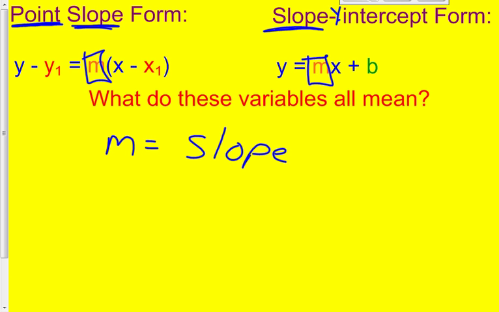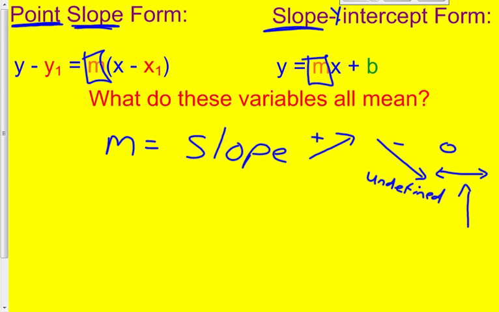We're going to talk about this more in depth in later lessons, but our slope can be positive, meaning it goes up and to the right. It can be negative, meaning it goes down and to the right. It could be 0, which means that it is completely horizontal, or our slope could also be undefined, and an undefined slope is a completely vertical line. So that's what we have for slope. M is slope. So whenever you see an M, that is slope. So that takes care of this letter, and that takes care of this letter.